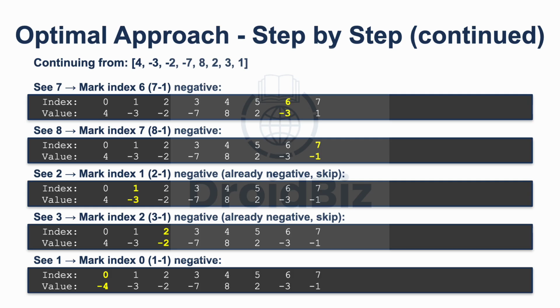Finally, we see element 1. Number 1 maps to index 0, which is 1 minus 1. We mark index 0 as negative. The value at index 0 was 4, and now it becomes minus 4.